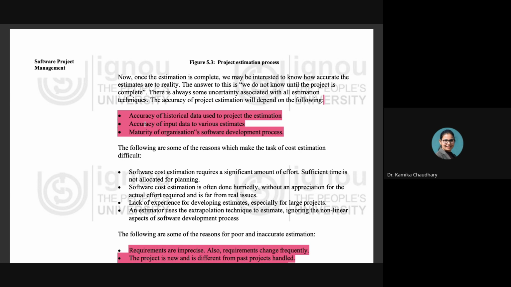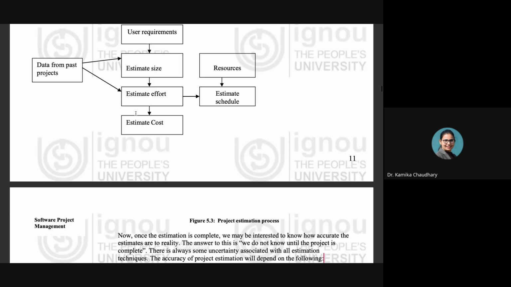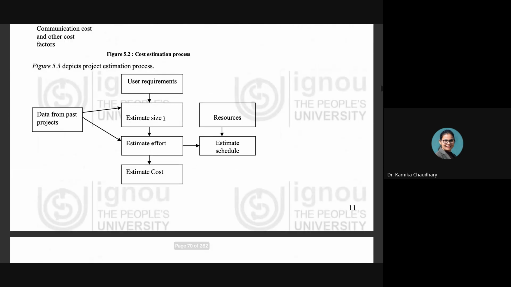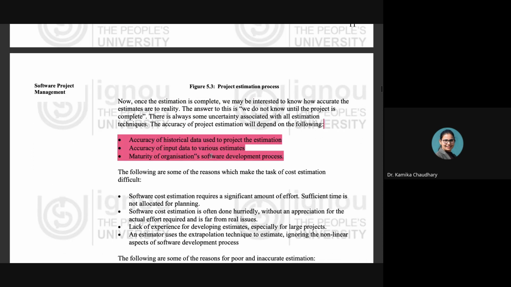The first is the accuracy of the historical data that is used for the project estimation. Obviously, as we have seen, there is a lot of dependency on the historical data. So on this historical data also the accuracy of the estimation depends. Then the accuracy of the input data to the various estimates. As we have seen, there is always input data. And how accurately the cost of this input data is depicted is also a point in calculating the accuracy of the estimation.